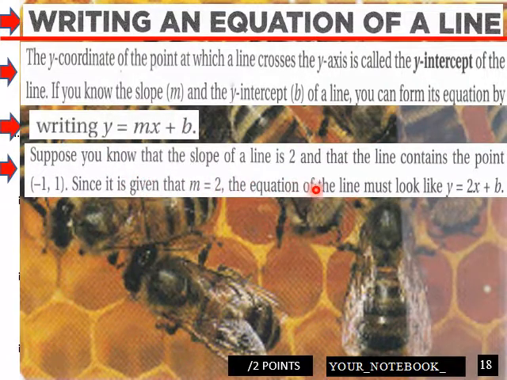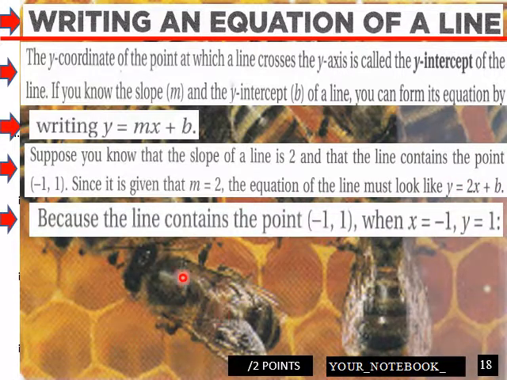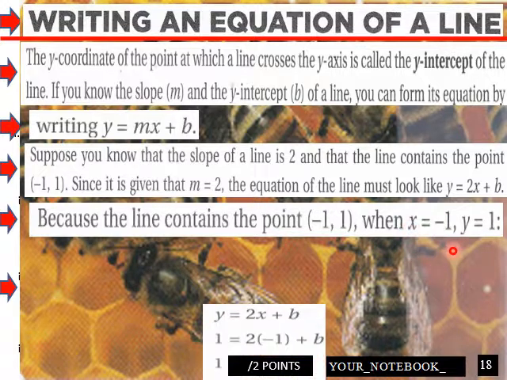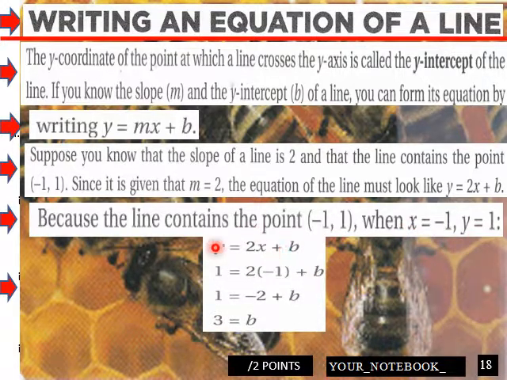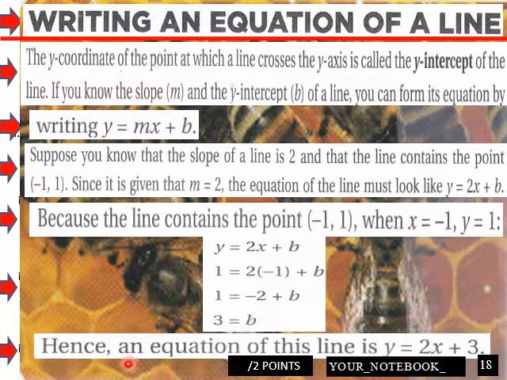Suppose you know the slope of the line is 2 and the line contains the point (-1, 1). Since the slope is 2, the equation of the line will look like y equals 2x plus b. Because the line contains the point (-1, 1), when x equals -1, y equals 1. So you just plug in and solve for b. Hence the equation of the line is y equals 2x plus 3.